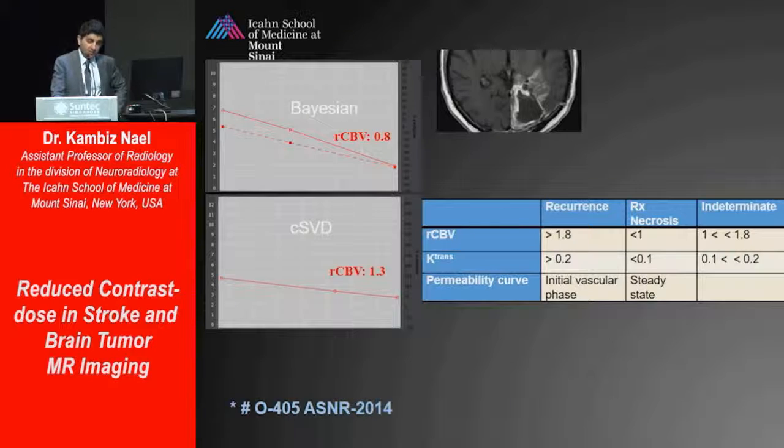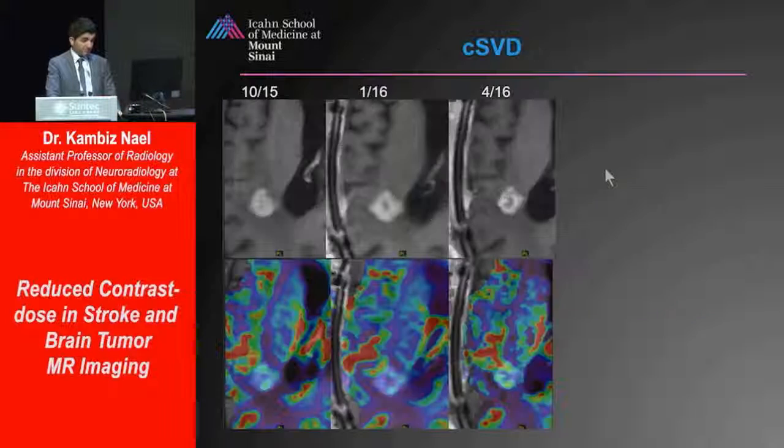And this is what I teach my fellows, how to interpret these images. If I have an rCBV value more than 1.8, we call that a potential recurrence or high-grade glioma. If it's less than 1, radiation necrosis, and if it's between the two, it's indeterminate. That's where we go to K-trans in order to help us tease out more information. And you can see just by using Bayesian, this patient falls within the radiation necrosis category, but with CSVD that would fall in the indeterminate. This was a pathology-proven radiation necrosis. So the majority of this lesion was basically necrotic tissue after surgery.